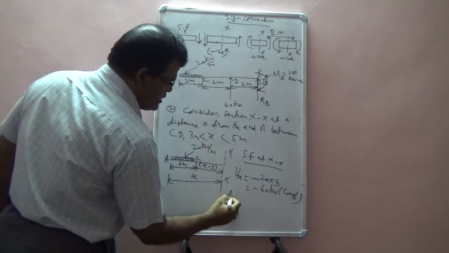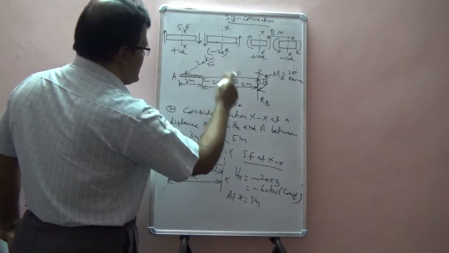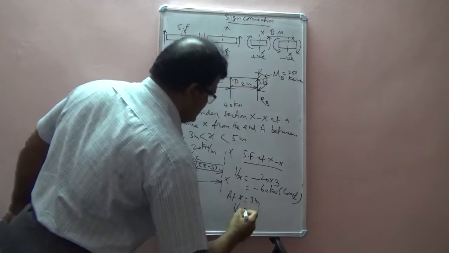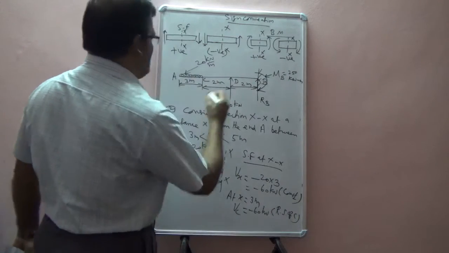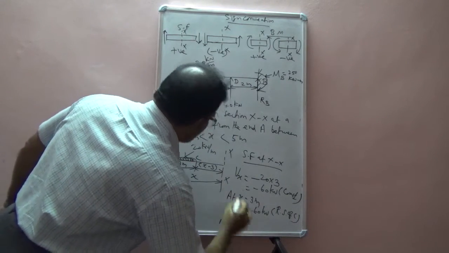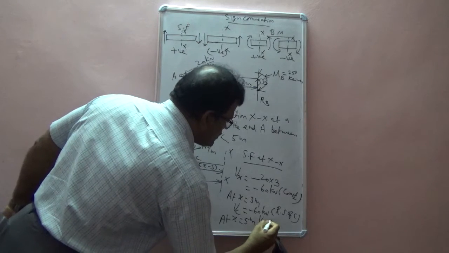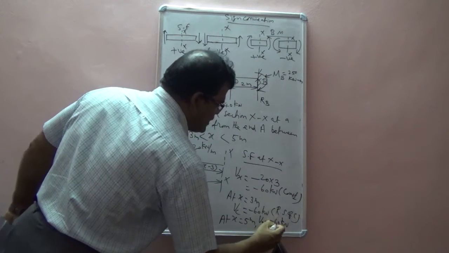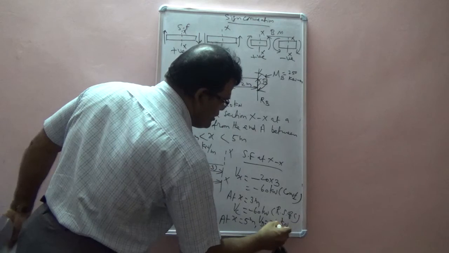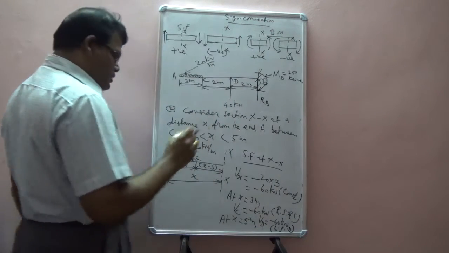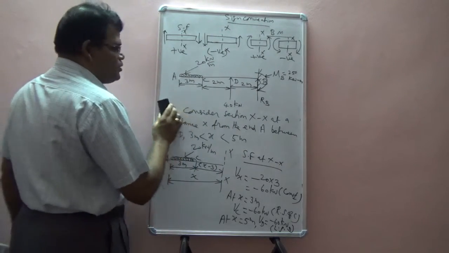Now at x equal to 3 meter, this indicates C, but it is the right side of C. Therefore VC will be equal to minus 60 kilonewton, on the right side of C. Then at x equal to 5 meter, that indicates D. Therefore VD is also equal to minus 60 kilonewton, but this is the left side of D. Similarly, calculate the bending moment at XX.